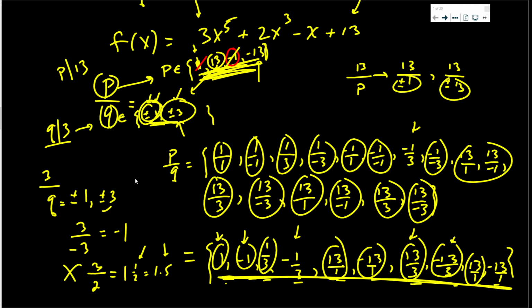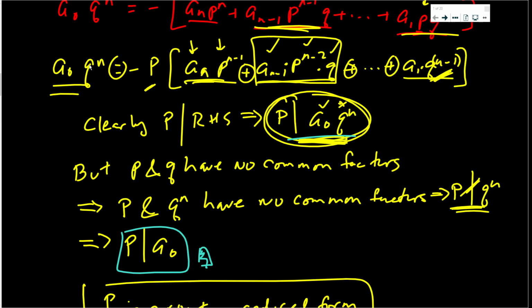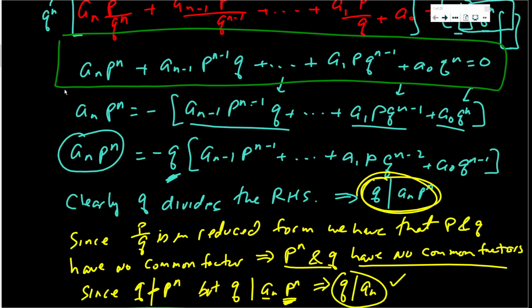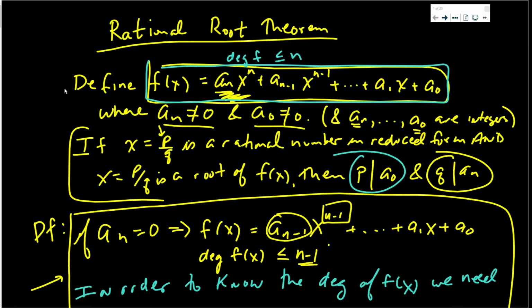Alright, that completes the proof of the rational root theorem test and some examples. Maybe we should say test.